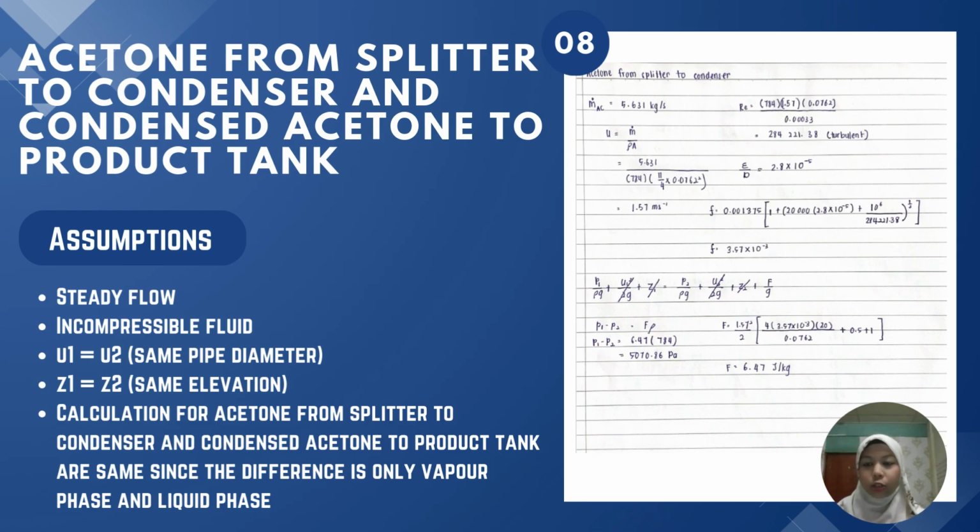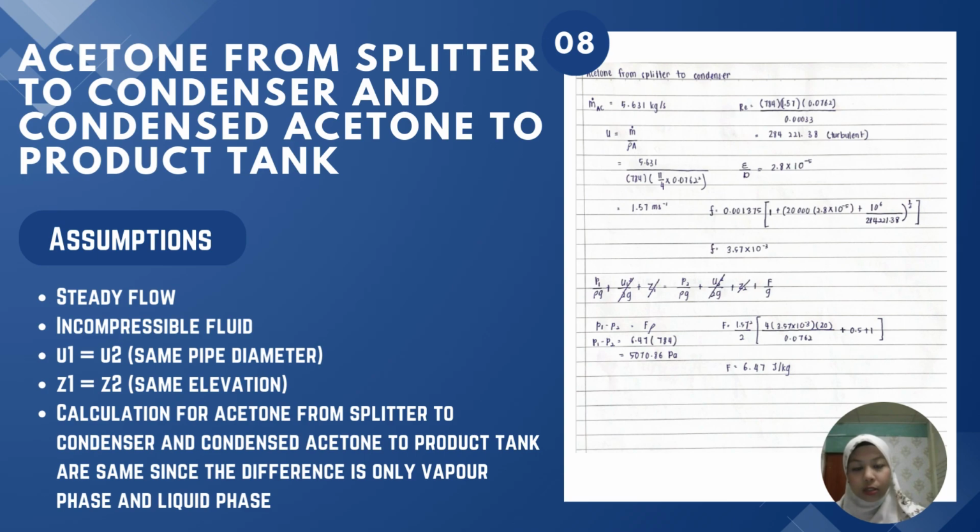Moving on to the next stream, which is acetone from splitter to condenser. It will also be the same for the next one, which is condensed acetone to product tank. The assumption that we make is also the same as previous, since it is incompressible fluid and steady flow. U1 equals U2 and Z1 equals Z2. Also, the calculation is the same.